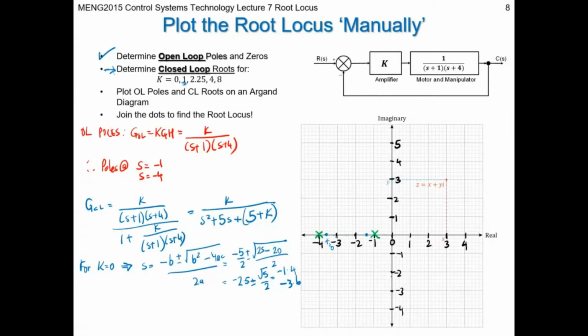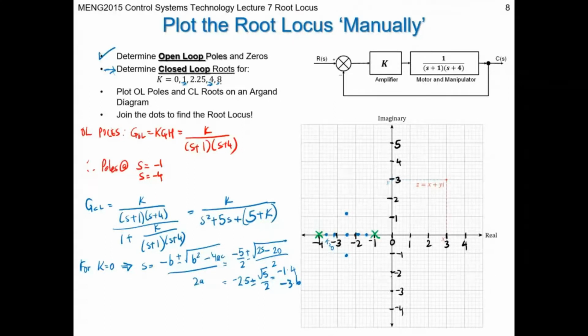What you'll find is, for k equals minus 1, you have a point somewhere here. So these aren't precise values, these are just approximations. For k equals 2.25, you'll have both your values at minus 2.5. For k equals 4, you're going to have a value of minus 2.5 real, but then it's going to have an imaginary part as well. And the imaginary part is going to be about 1 point something, plus or minus 1 point something.